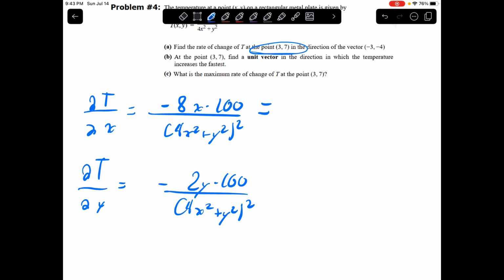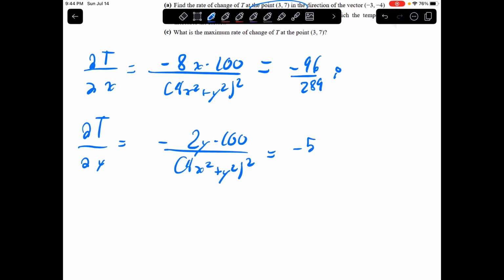So if we go to do that, I plug it in my calculator really quick. Negative 8 times 3 times 100 over 4 times 9 plus 49 squared. So we're going to get negative 96 over 289i. Hold on, I want to pull up my actual answers, because I don't know whether I'm cooking or not. One second, guys. Okay, assignment 3. Yeah. Okay, so negative 96 over 289, and this second one is negative 56 over 289j.